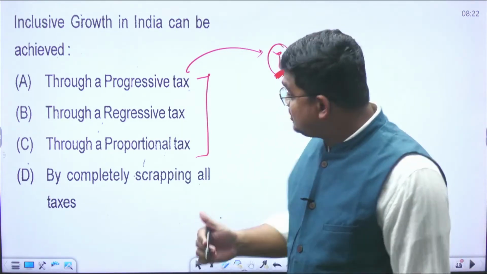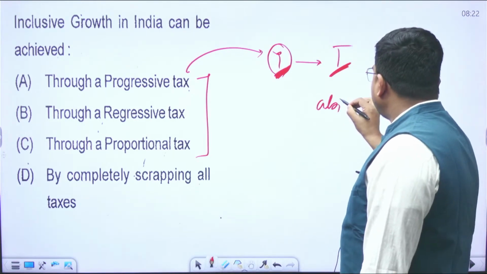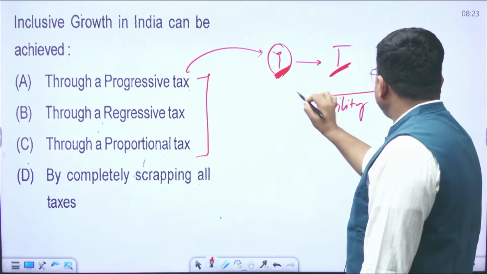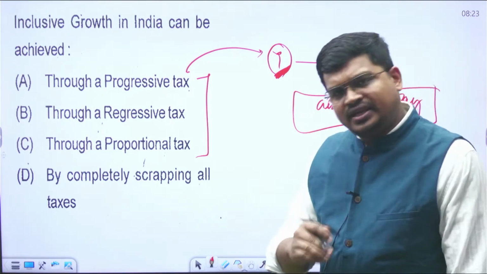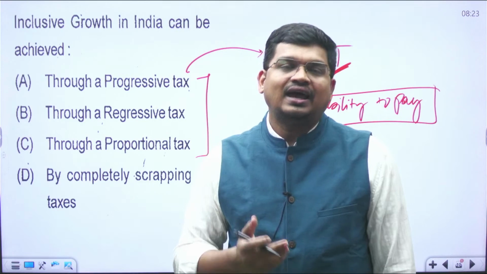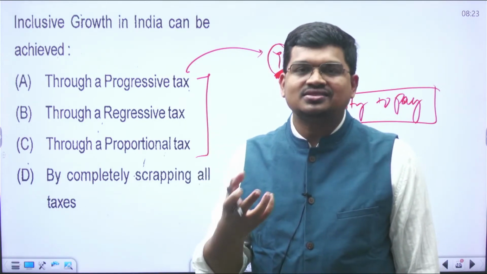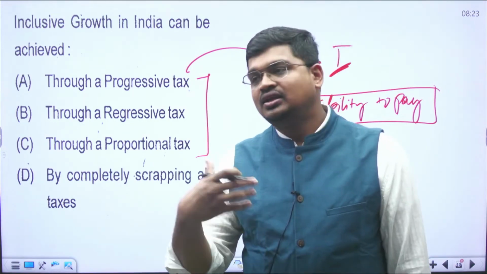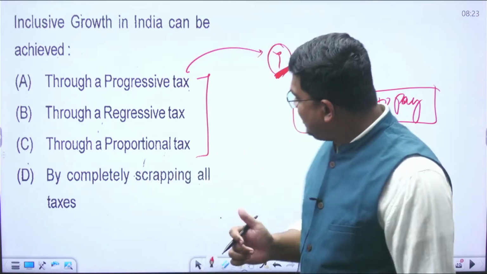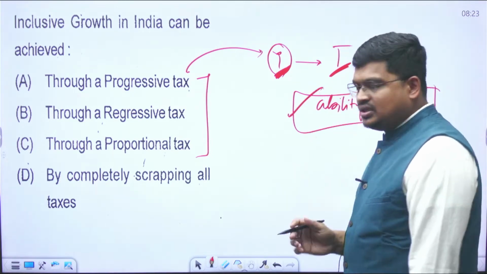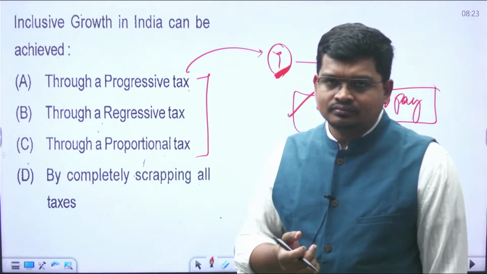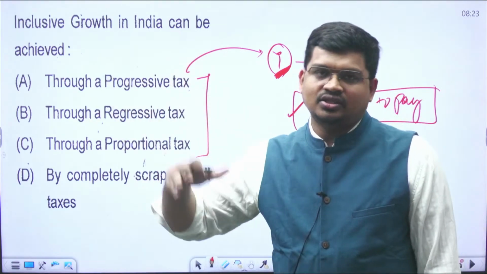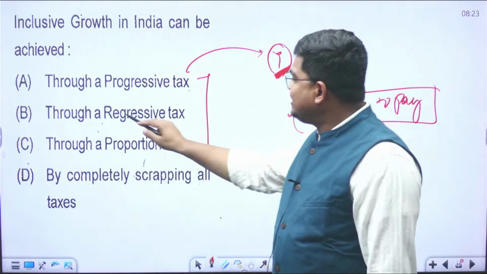There is a concept of ability to pay. Those who have this ability to pay, they can pay more taxes. Government collects tax to invest or to spend in welfare activities. So those who can give more tax, they can give. So those in the lower income bracket will pay less, the higher income bracket will pay more. Now come to the regressive tax.